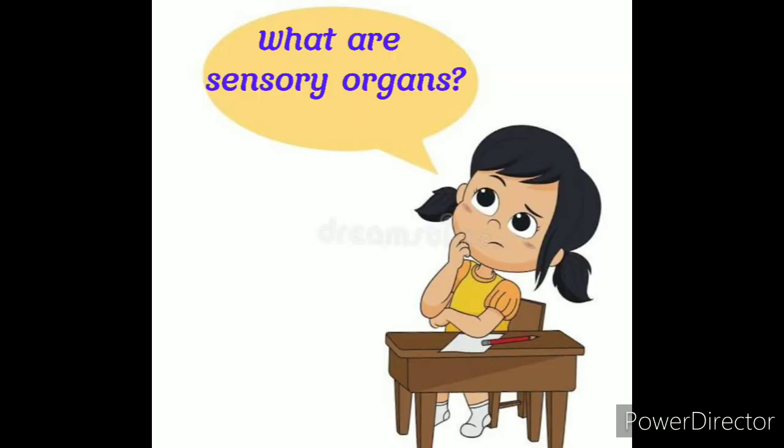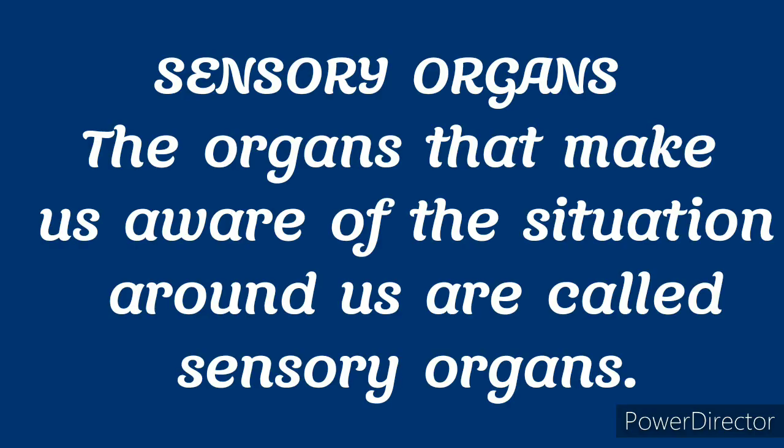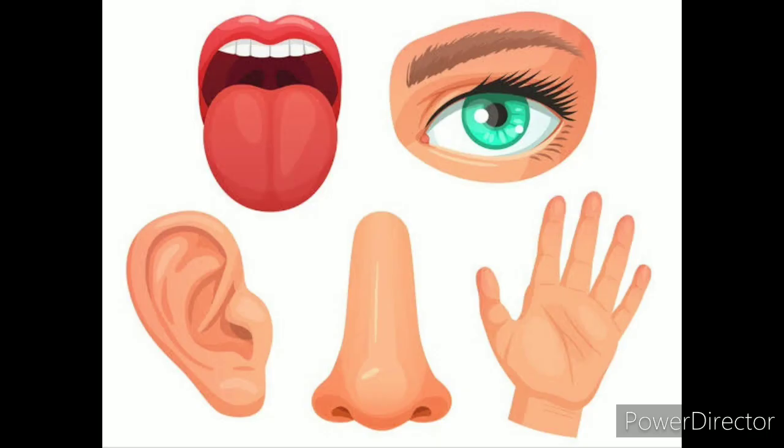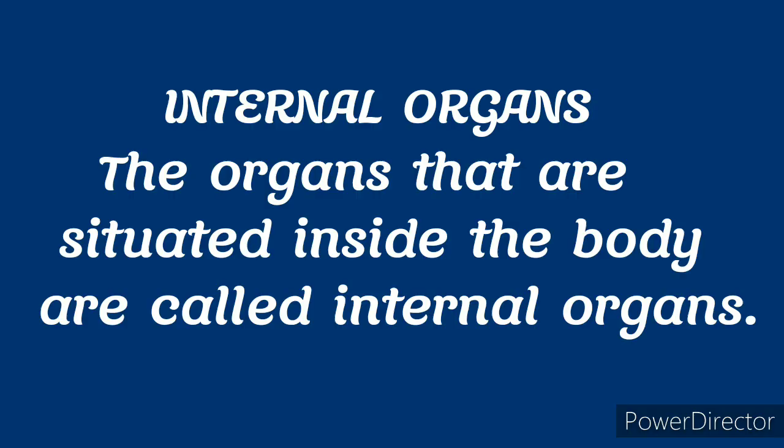Now, what are sensory organs? Yes, you all have learnt. Organs that make us aware of the situation around us are called sensory organs. For example, our eyes, ears, nose, tongue, and our skin. The organs that are situated inside the body are called internal organs, and we cannot see them from outside.